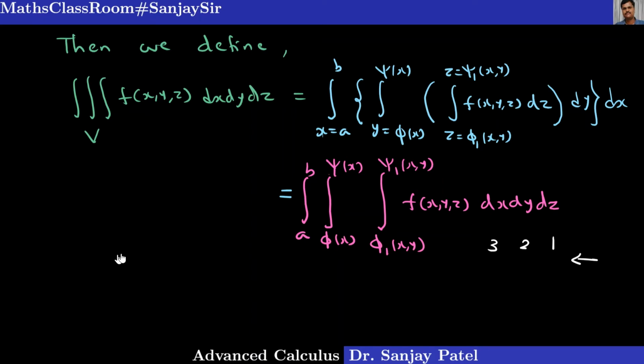So if the triple integral of a function f of x comma y comma z over volume V exists, which is bounded by these curves and surfaces, then we can express it in this form of repeated integral. Remember, here f is a function from V to R. F is a function from V to R of three variables.